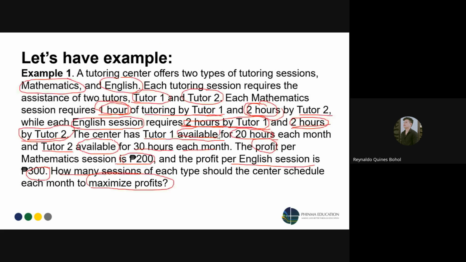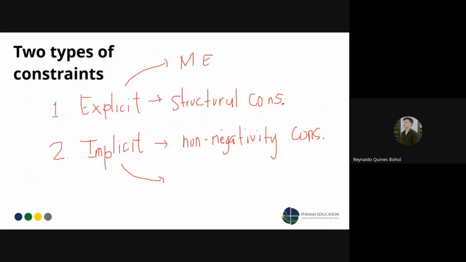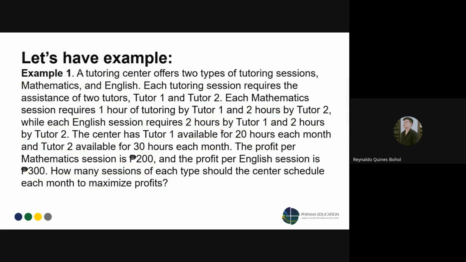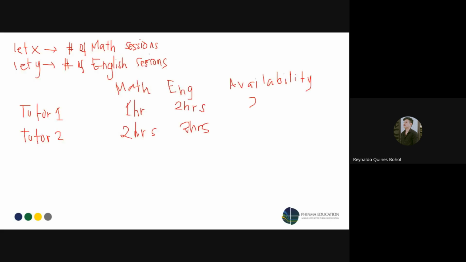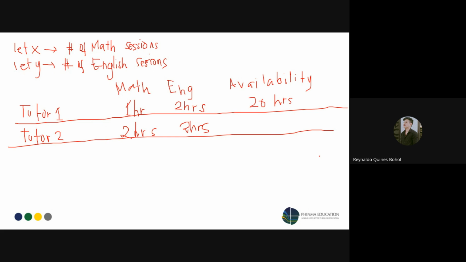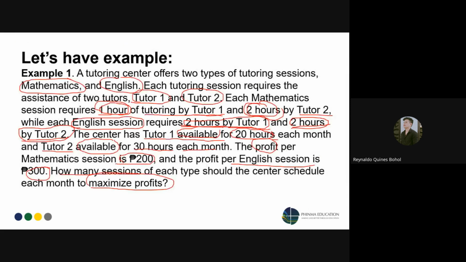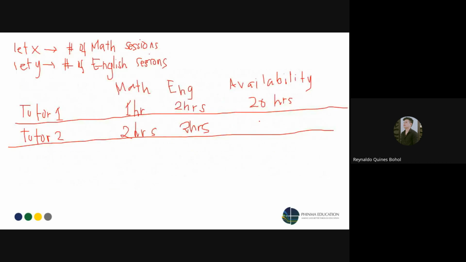How about the availability? We have the availability of tutor 1: tutor 1 is available for 20 hours. So tutor 1 is available only for 20 hours. Next, tutor 2's availability is 30 hours each month. So let's put 30 hours here.